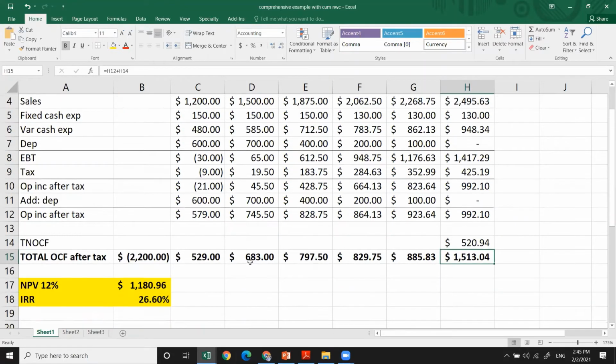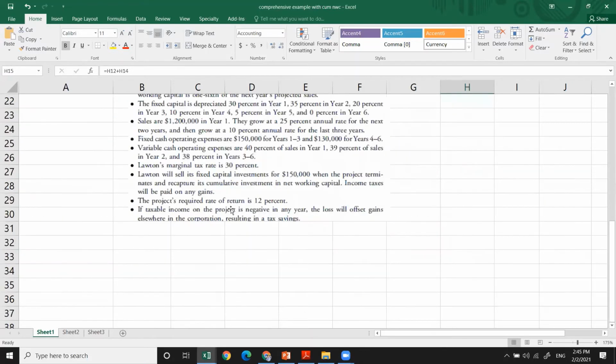Any questions? Okay. Sorry, where did you get the salvage value? Salvage value is given in the question itself here. It says that Lowtown will sell its fixed capital investment for 115,000 when the project terminates. Okay, here. Okay, thank you.